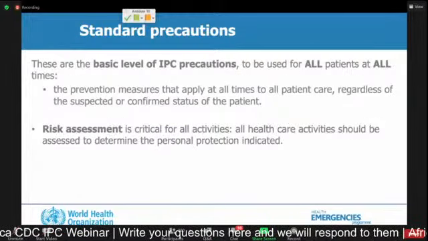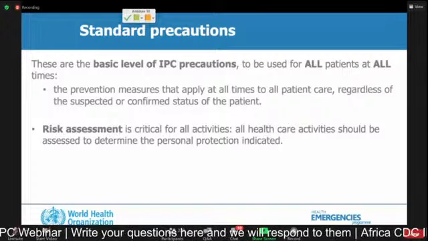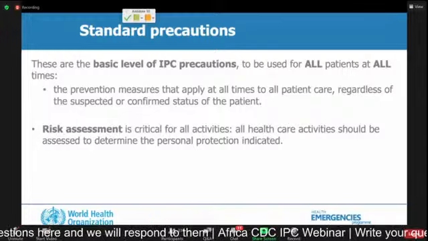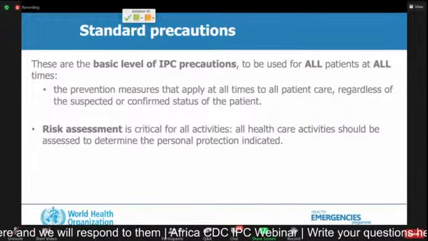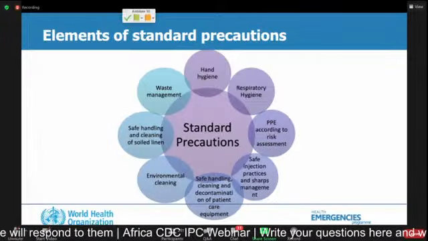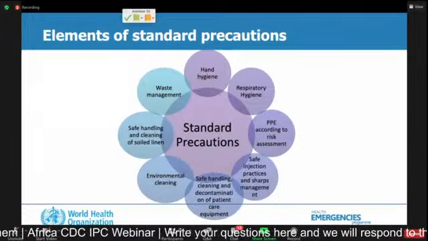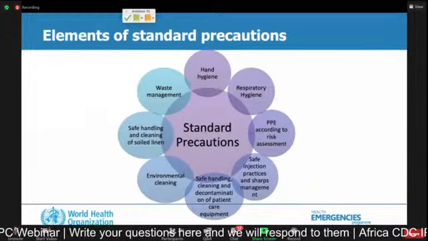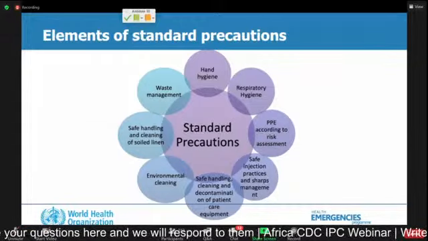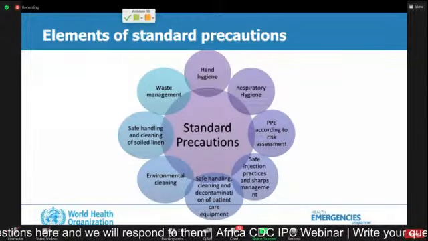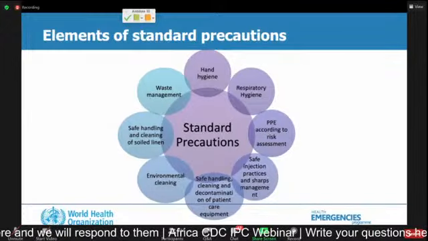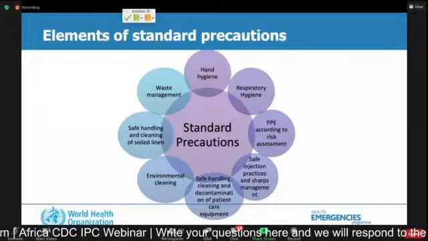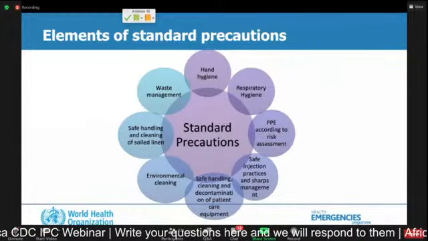So the first strategy to break the chain of transmission is what we call the standard precautions. Standard precautions are the basic level of IPC precautions that are used for all patients all the time, according to the risk assessment. And here we have the different standard precautions. One of the main standard precautions is hand hygiene. We have known the efficiency of hand hygiene since Ignaz Semmelweis in the 1800s, and WHO and other agencies are really implementing hand hygiene in the region.